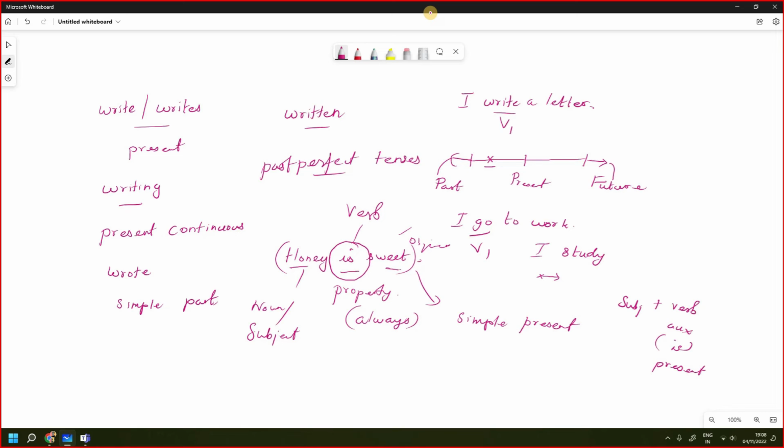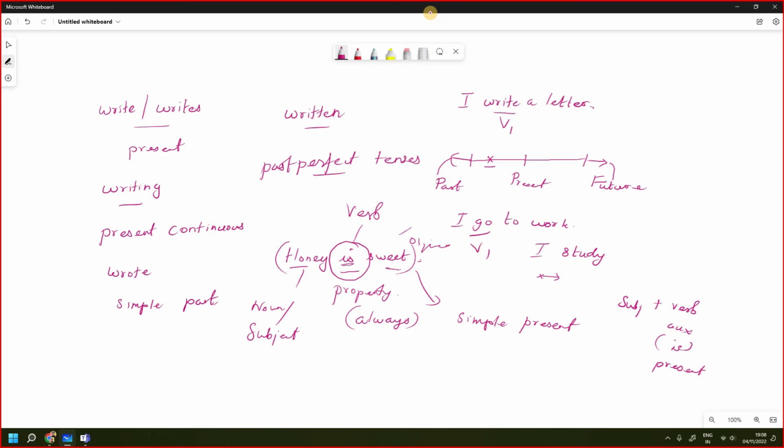But look at this example, there is no main verb here. The main verb is missing. So that means there can be sentences even without the main verb or the action verb. But it should have an auxiliary verb by all means. And you should find out the tense of the auxiliary verb. So how do I find the tense in simple present tense? Based on the auxiliary verb that is used.